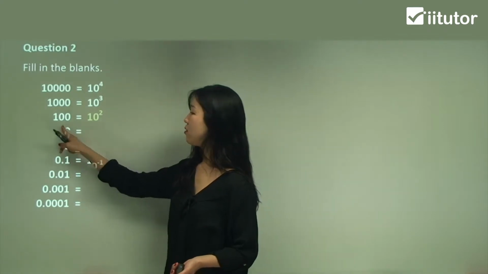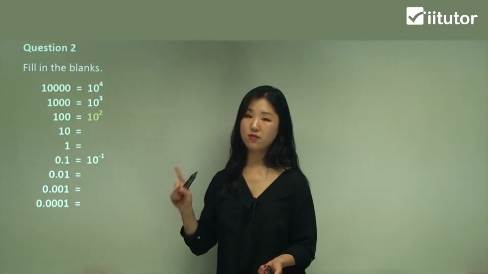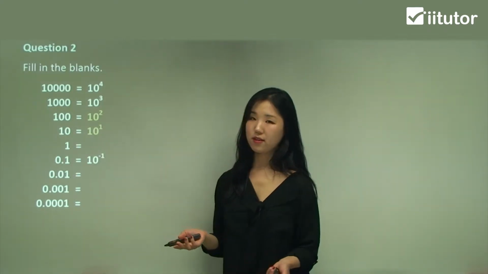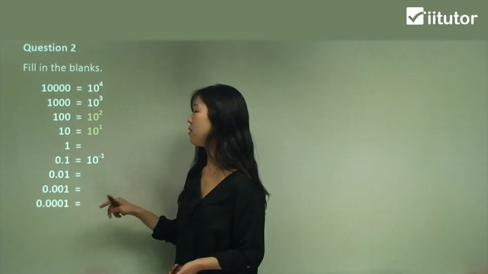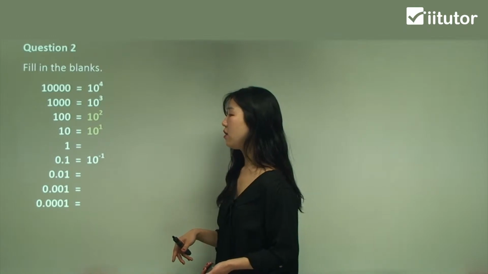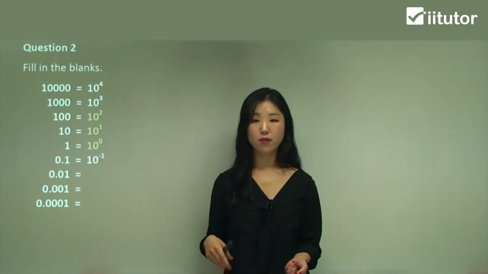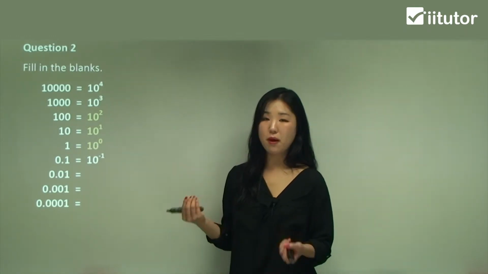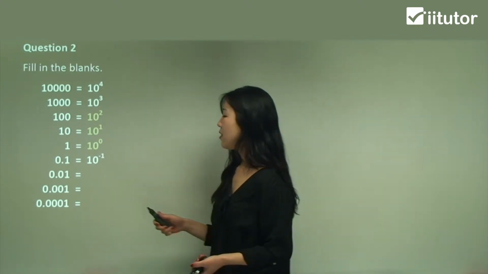Now this one, we only have one lot of 10s, so it's just 10 to the power of 1. Okay, because there's only 1 zero as well. And 1 here, there's no zeros here. So it's simply going to be 10 to the power of 0 because there's no zeros. And remember, anything to the power of 0 is 1. Now look at these ones.